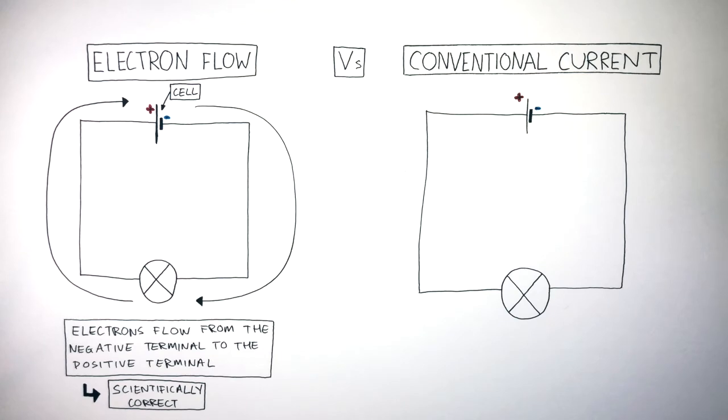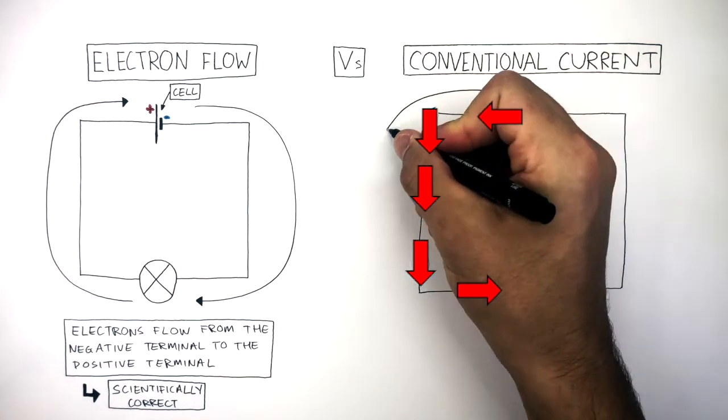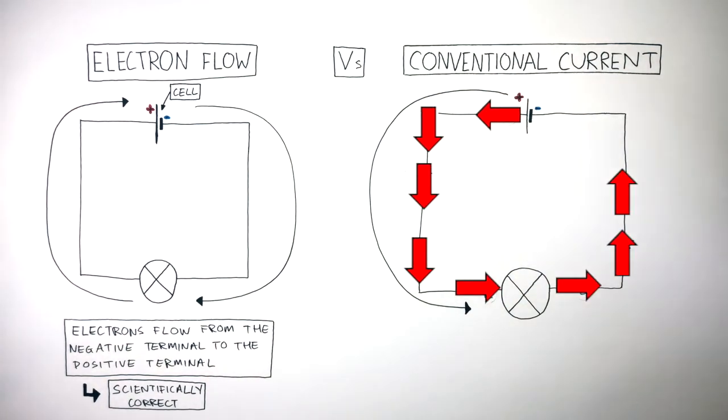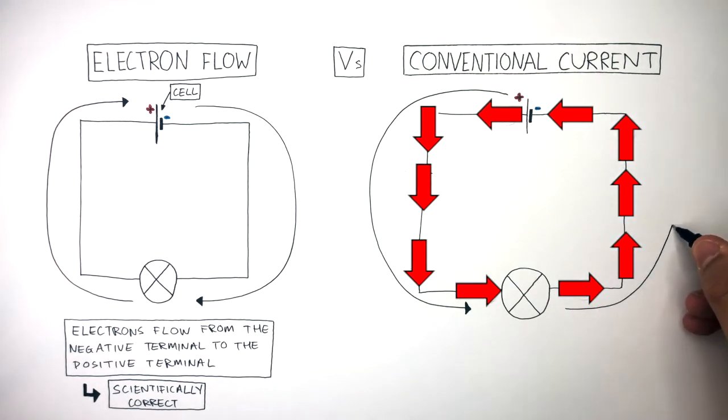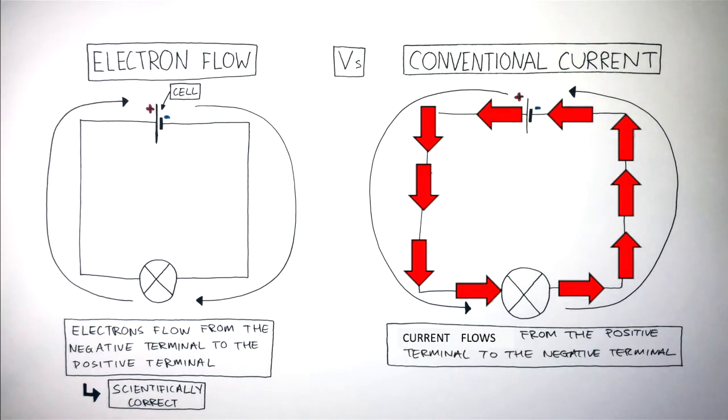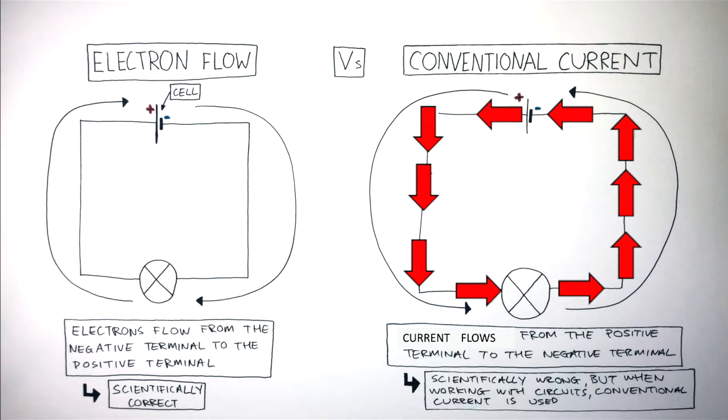In the conventional current, the electric current flows out of the positive terminal of the cell, flowing through the metal wire, through any components, around the circuit, and back to the negative terminal of the cell. So in the conventional current, current flows from the positive terminal to the negative terminal. This is scientifically wrong, but when working with circuits, the conventional current is used.